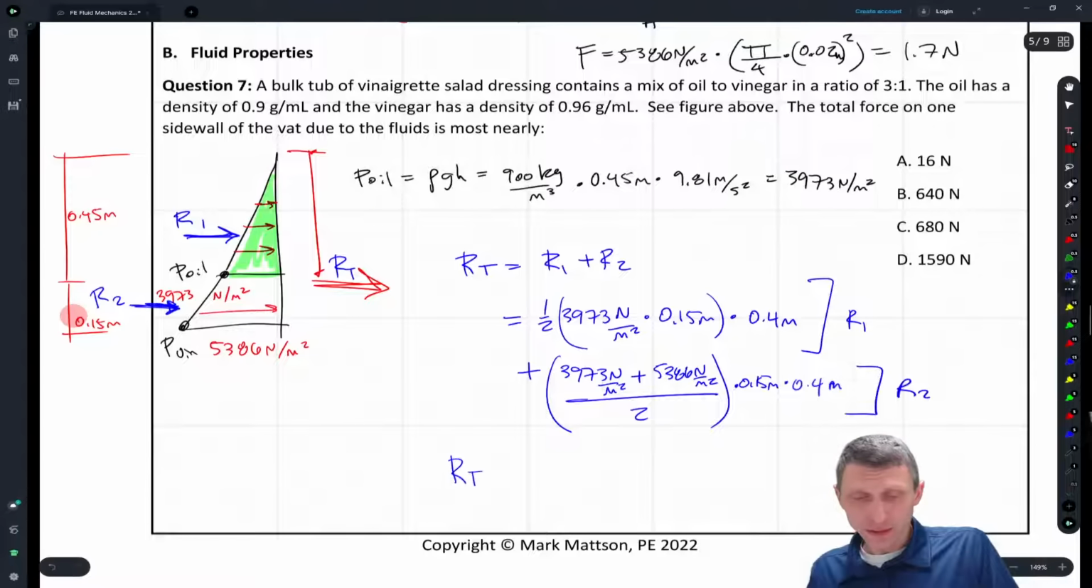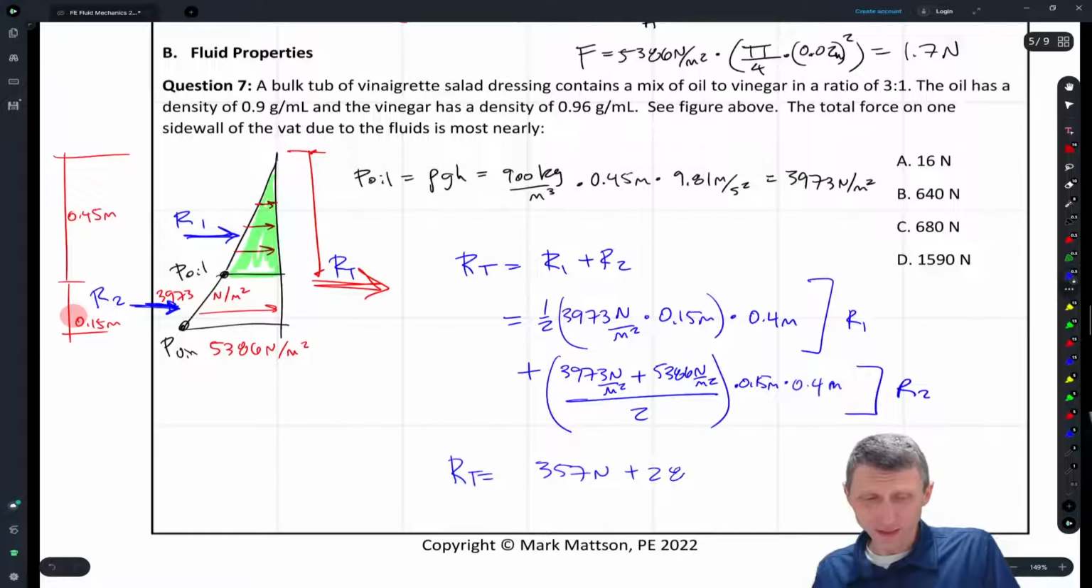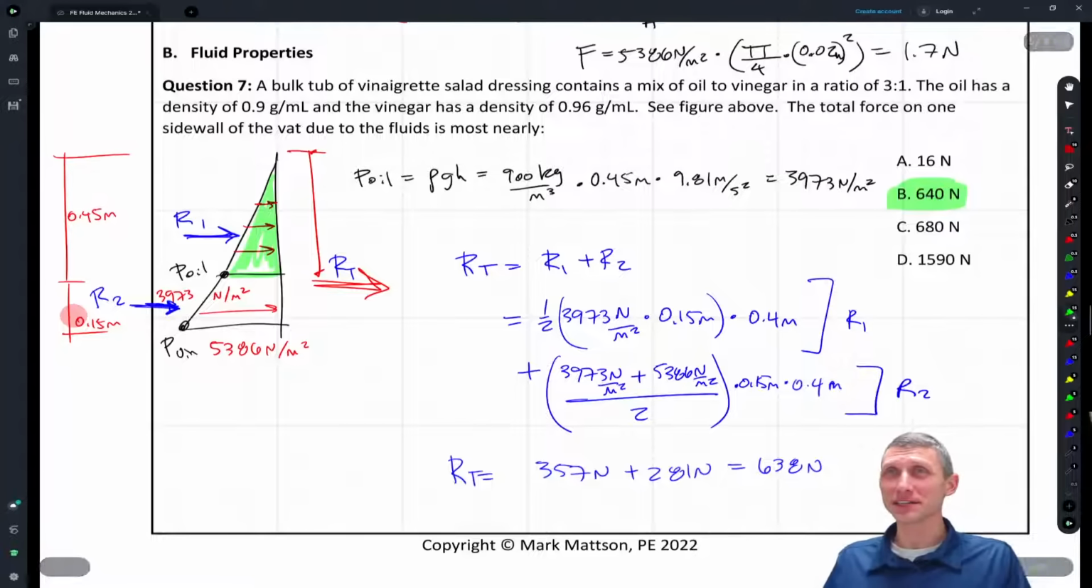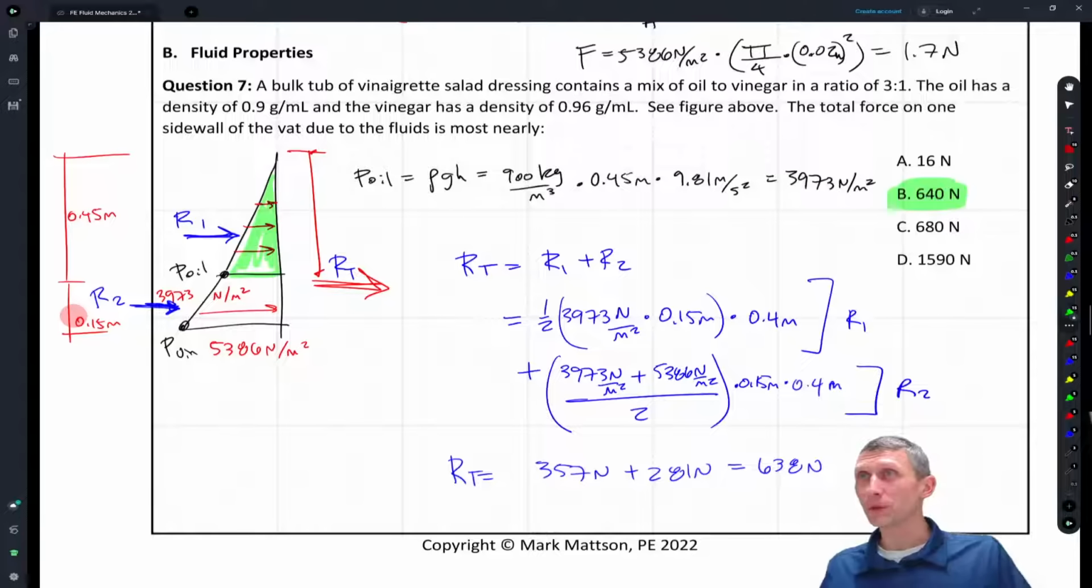We get the RT equals, I kind of did this in parts. I got like 357 newtons plus 281 newtons, which is going to equal about 638 newtons. And hopefully I did that right. I did it like 3 times because I know I screwed it up at one point when I was doing my practice. But yeah, the oil is 0.45. The oil is 0.45 tall.